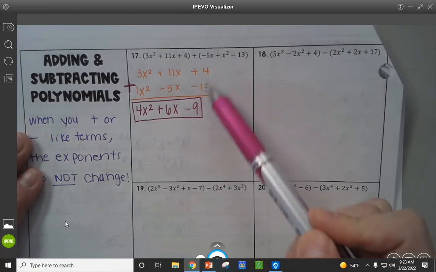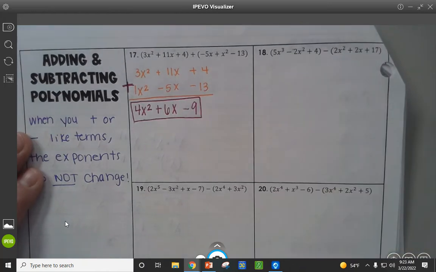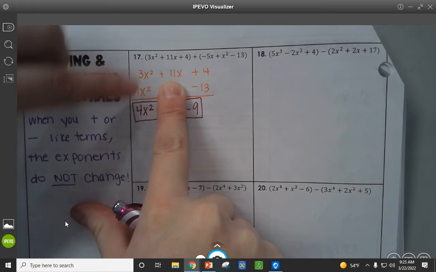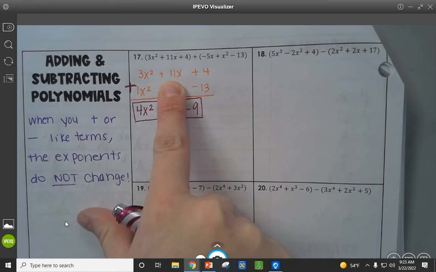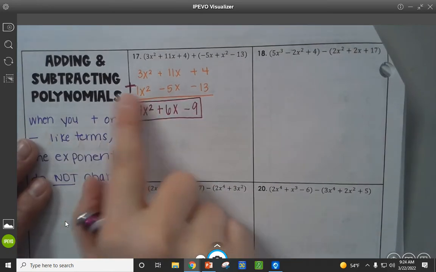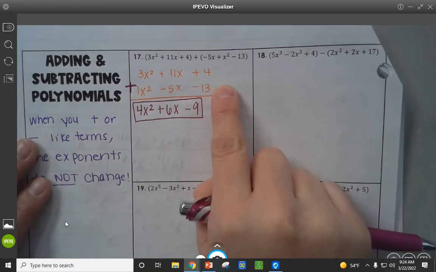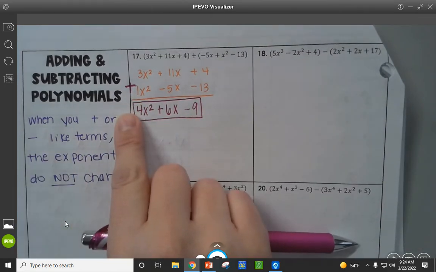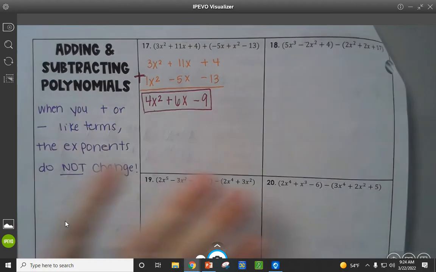What about if they got like a common term? Then, let's say I was missing this minus 5x. I would just bring down the 11x. And it would just be plus 11x there. Like, if this one also had an x cubed on it, I would just have the x cubed. I wouldn't have anything to add to it. But it's still there.